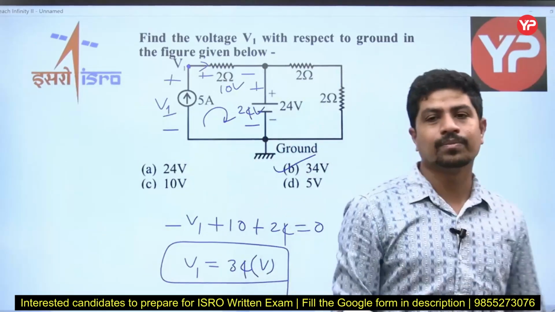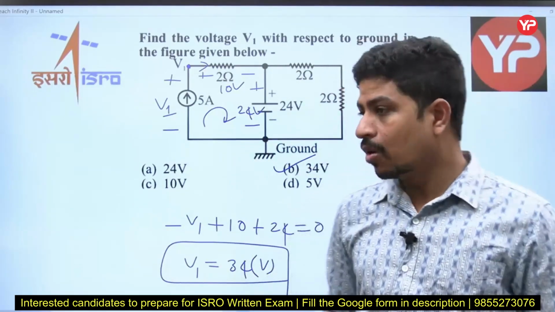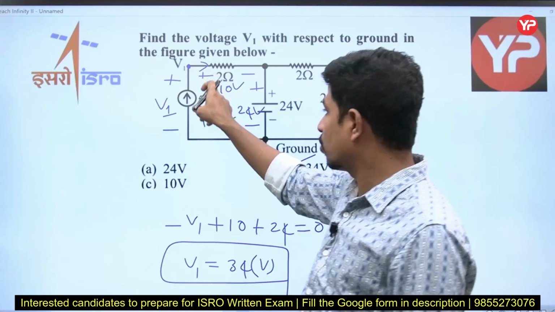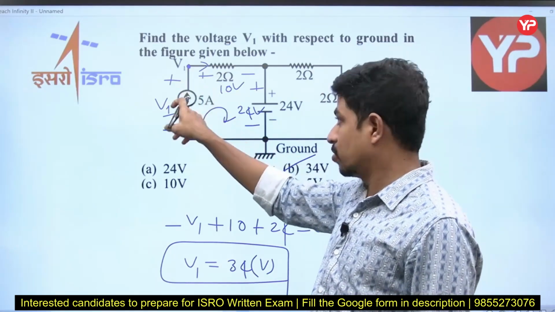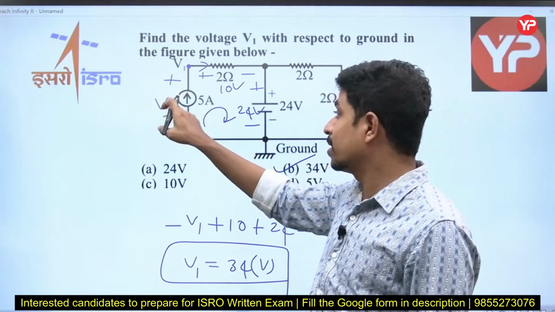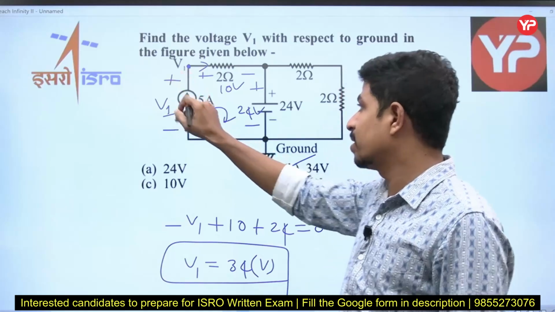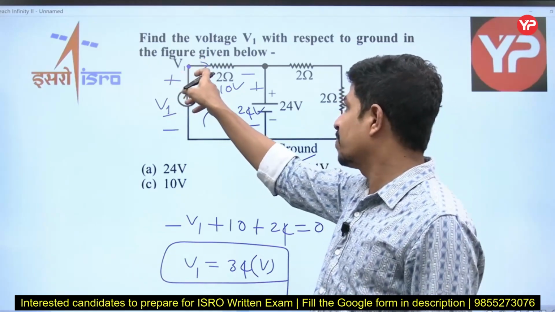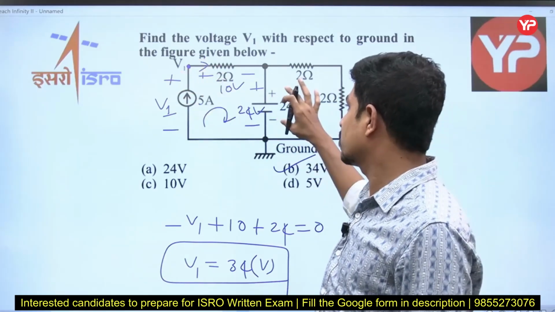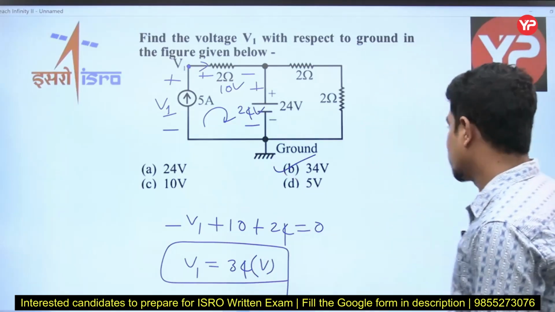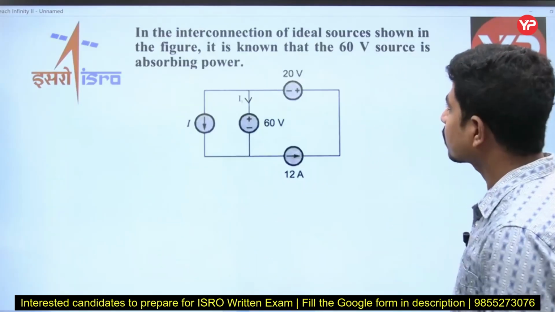It is just a KVL. I know the voltage drop here because I know the current through this, since the 5 ampere source is there. He's asking the voltage across that 5 ampere source, which he assumed as V1. When the current entering is 5 amperes, 5 into 2 is 10 volts. This is 24. Total is 34 volts. Option is B. Next question, please.